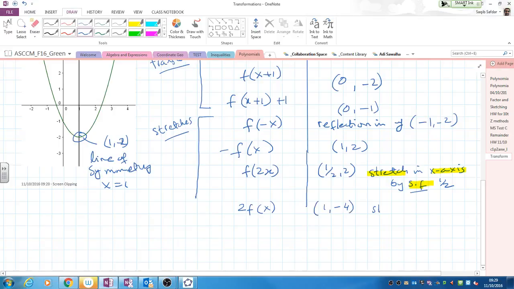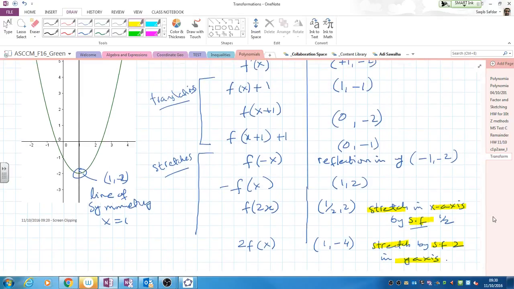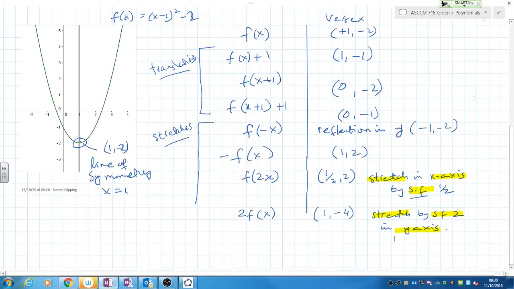Okay, and this is a stretch by scale factor 2 in the y-axis. Again, those key terms like stretch, scale factor, in which direction is very important when you're talking about the effect of a stretch or transformation. Is that okay? So that's probably a bit of recap from GCSE.